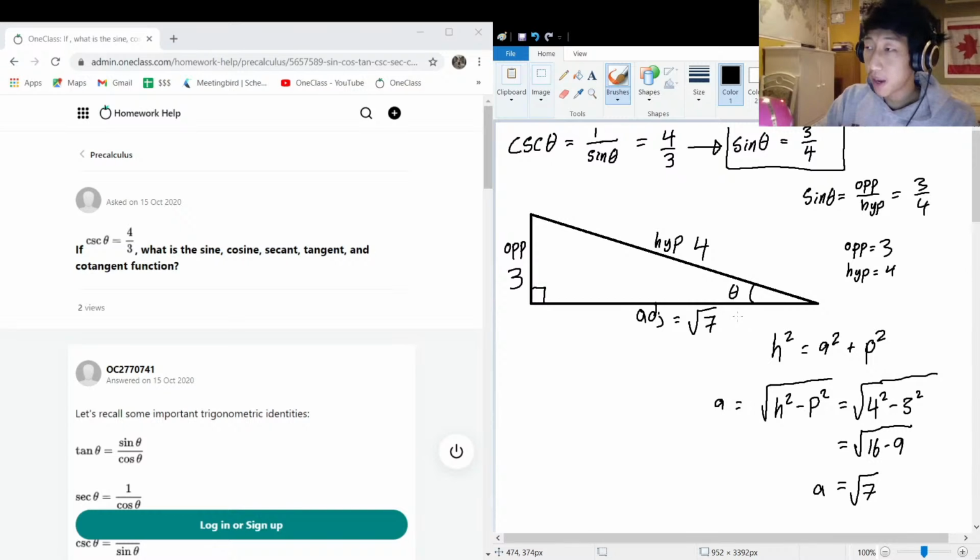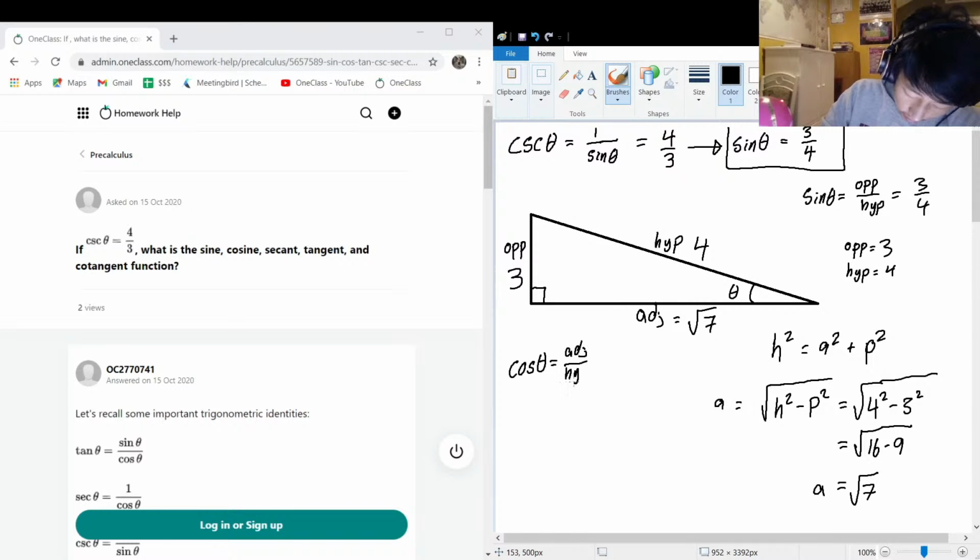Now using the power of SOHCAHTOA, and since we know all the side lengths, we can find out what cos and tangent are. We know that cos theta is equal to adjacent over hypotenuse, and adjacent, we just found, is the square root of 7 over 4. That's cos theta.